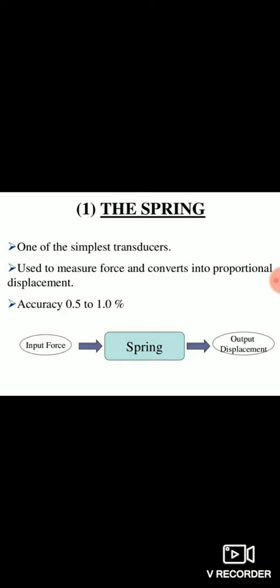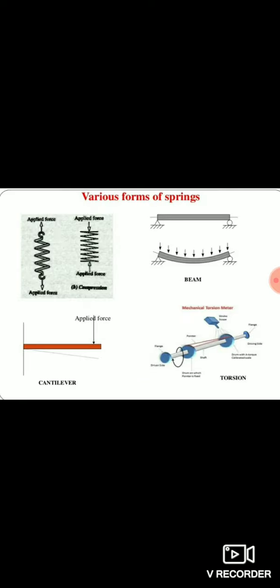Then first is spring. It is a simple transducer that measures force and converts it into proportional displacement. And accuracy is 0.5 to 1%. How does it work? See the figure. Input here applies forces on the spring and output is displacement. In the other figure, see the types of spring, various forms of applied forces, and output is displacement.